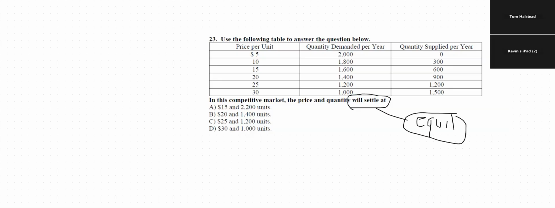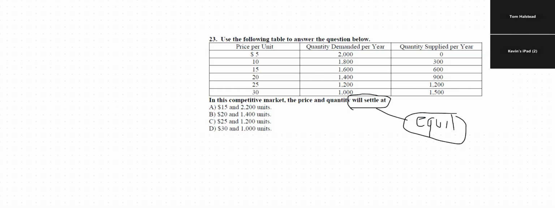I think B, to be honest. Let me see. All right. So what we've got is: use the following table to answer the question. We've got 15 and 2200 units. We got 20. We got a price and we got units. So that's a price and quantity.